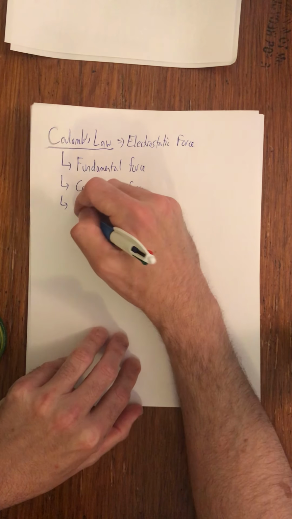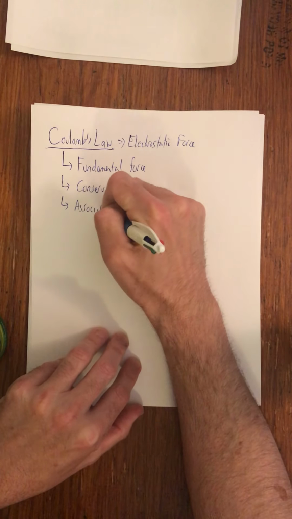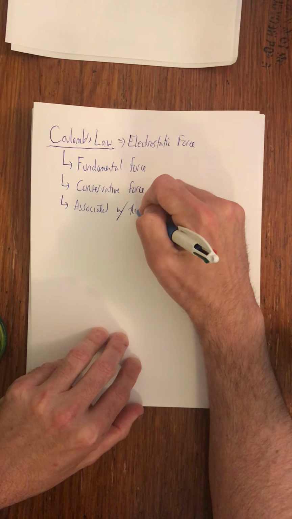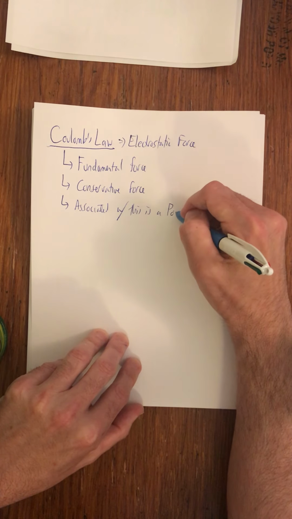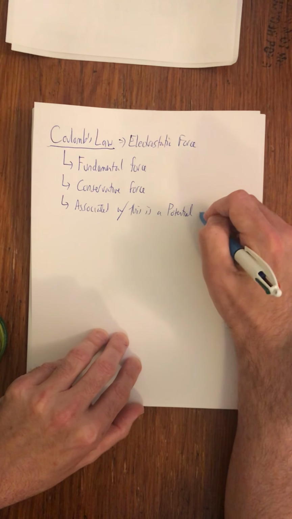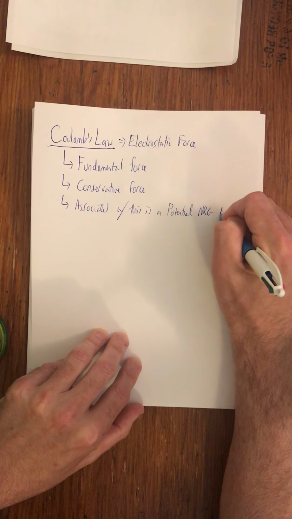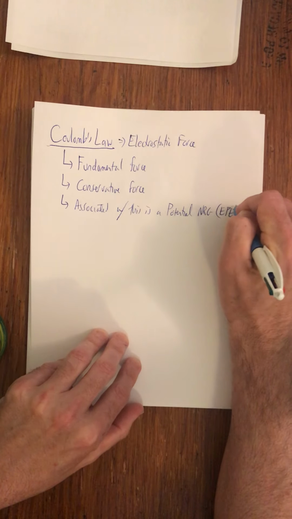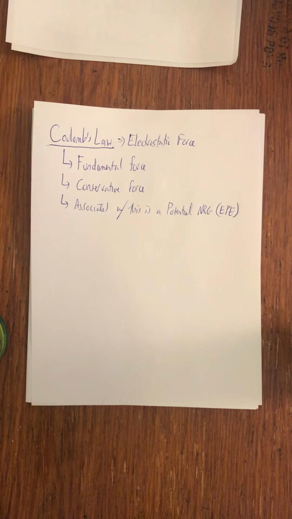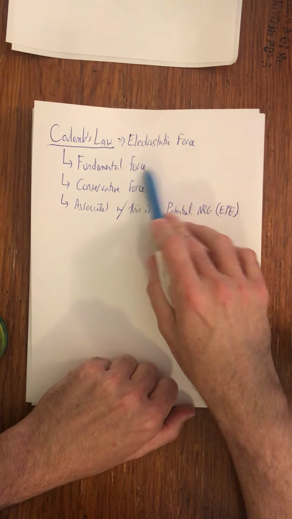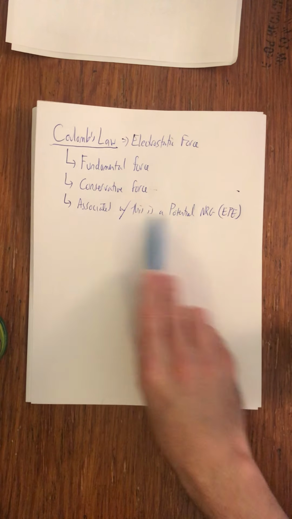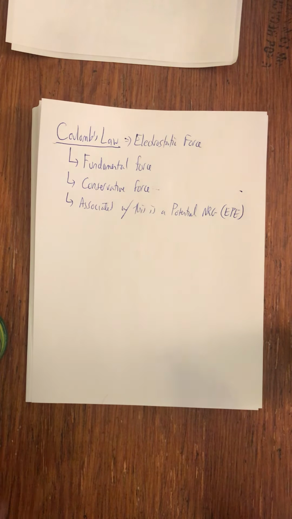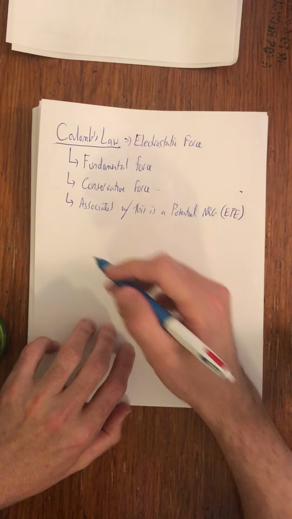That means associated with this is a potential energy, which we will call later EPE. We'll come back to that. So fundamental force, non-contact, conservative, energy is conserved when this force does work, associated with potential energy. Cool. Now, a couple of other things we saw about it.